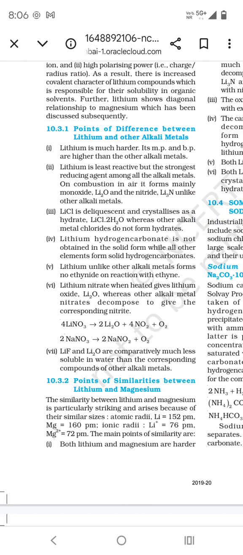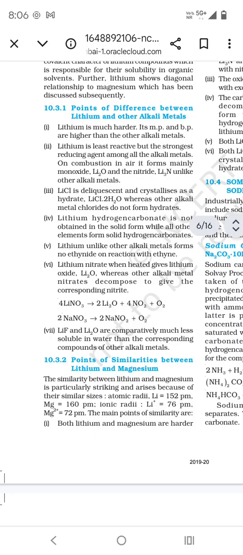Points of difference between lithium and other alkali metals. Lithium is much harder. Its melting point and boiling point are higher than other alkali metals. Lithium is the least reactive but the strongest reducing agent among all the alkali metals. LiCl is deliquescent and crystalline as a hydrate.